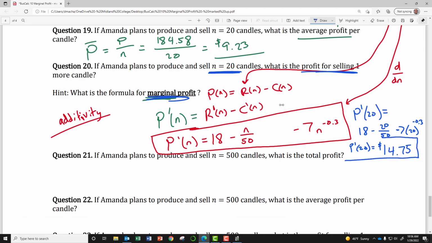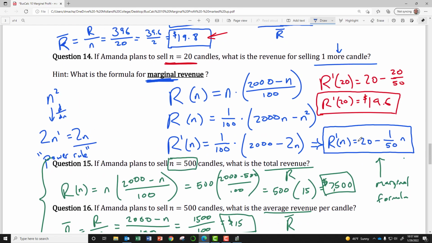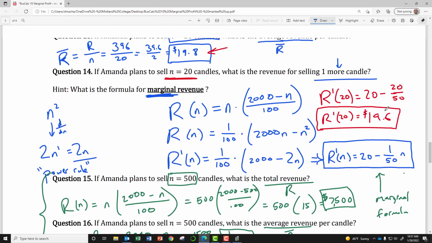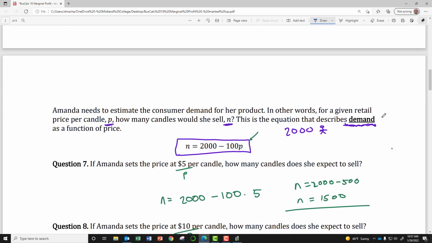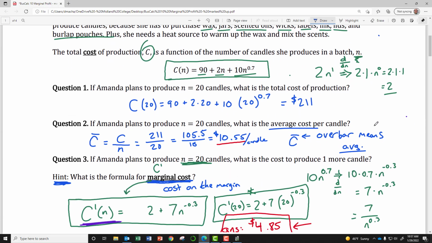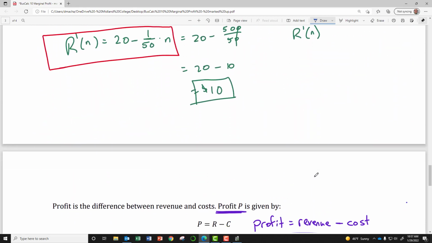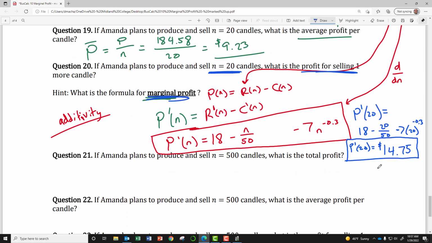So this is telling me my marginal profit here is $14.75. So if you're planning on selling 20 candles, and you're thinking, how much more money would I make if I sold 21 candles instead? Well, even after considering your costs, you'd be making an additional $14.75. And so this would just be the marginal revenue minus the marginal cost. So just double checking that. My marginal revenue for 20 candles was 19.6 minus the marginal cost at 20 candles, that was 4.85. So if you took 19.6 minus 4.85, hopefully we got the right answer there at 14.75.